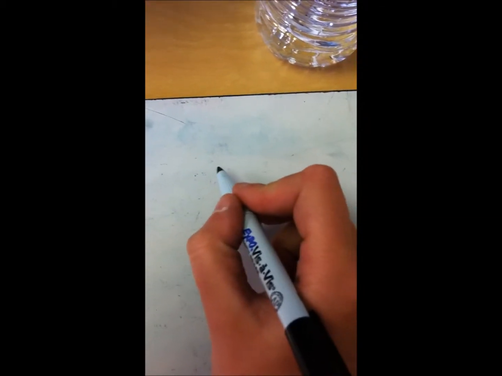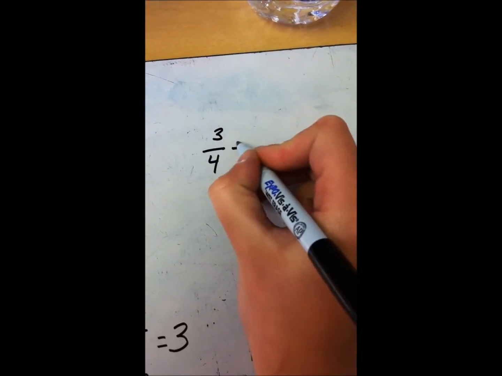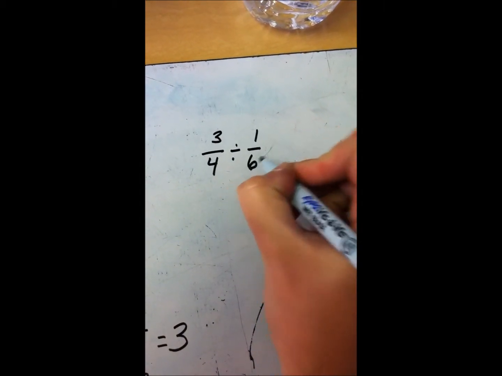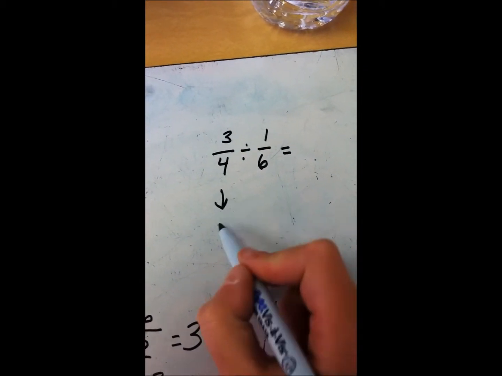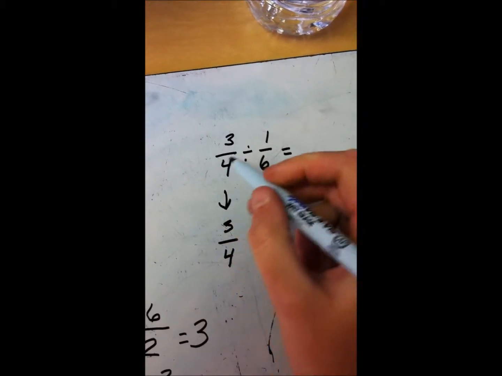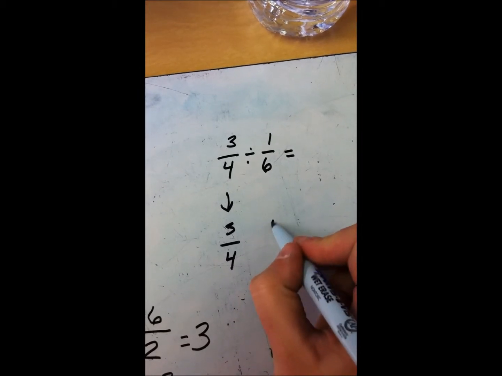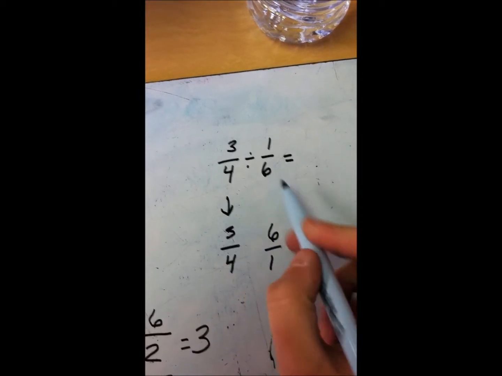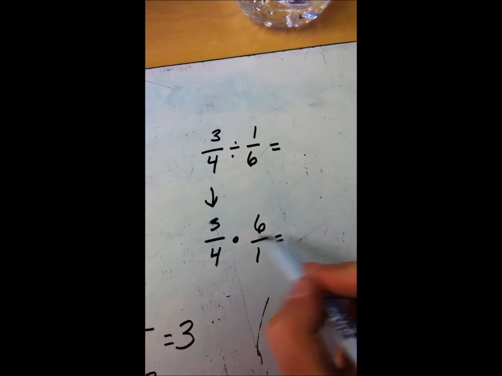Let's say we have 3/4 divided by 1/6 equals. Okay? Remember, my first fraction stays the exact same. I don't do anything to it. My second fraction gets flipped upside down. I use the reciprocal, and my division turns to multiplication.